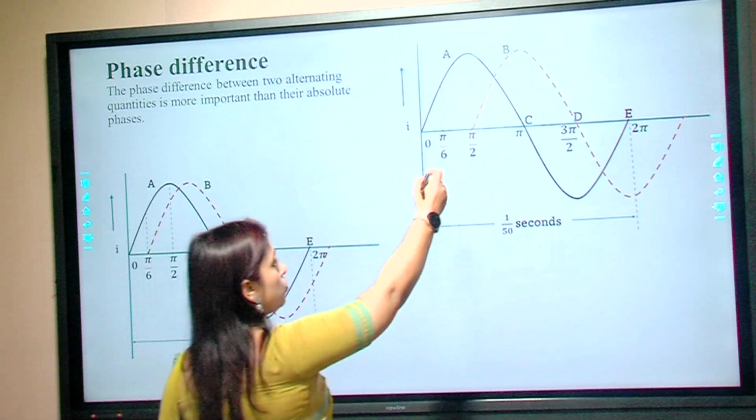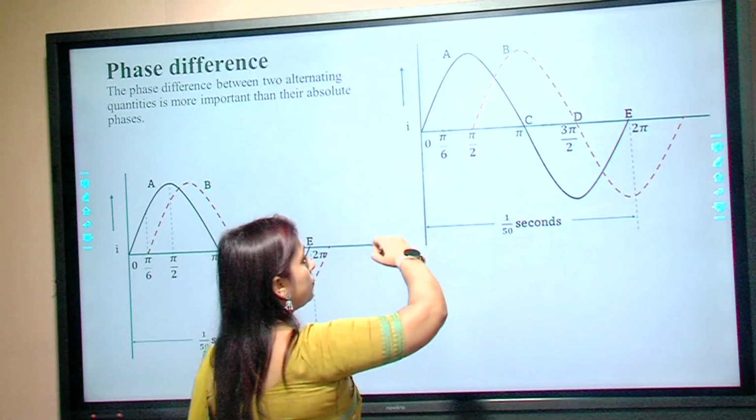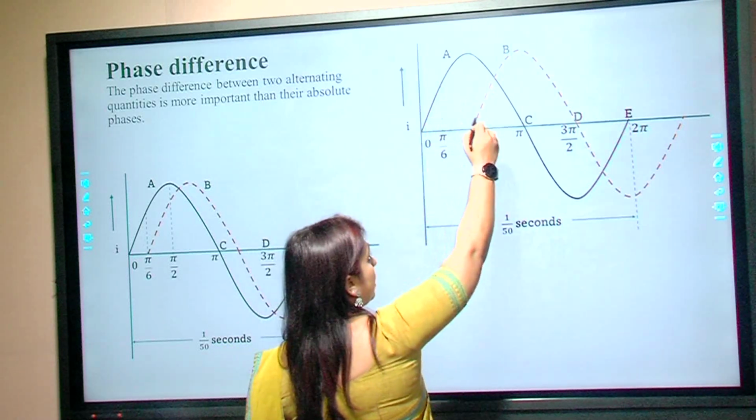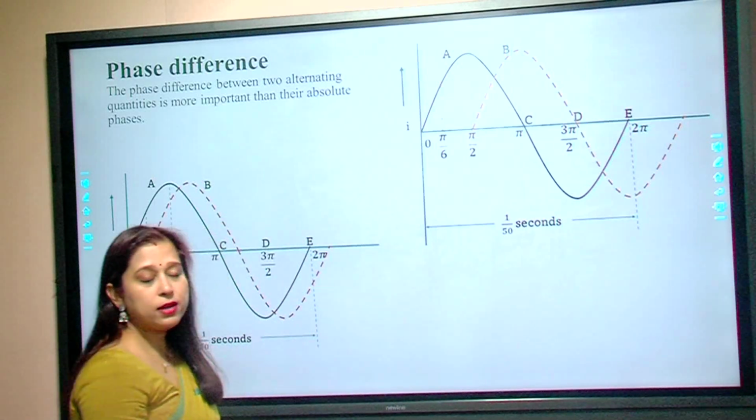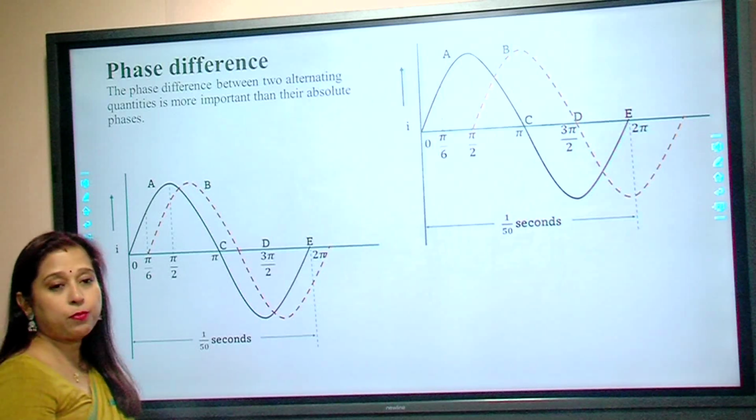Similarly, if we look at these two sinusoidal waves A and B, we can see that A is moving ahead of B by a phase of pi by 2. Therefore, instead of phase, the difference of phase between two waves is more important.